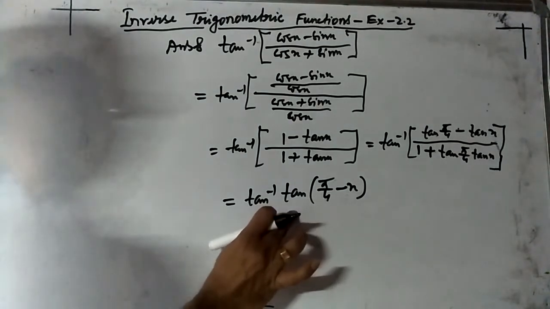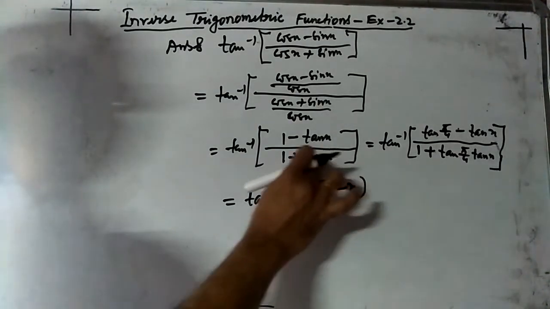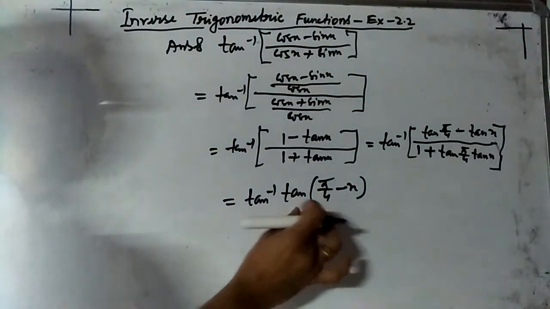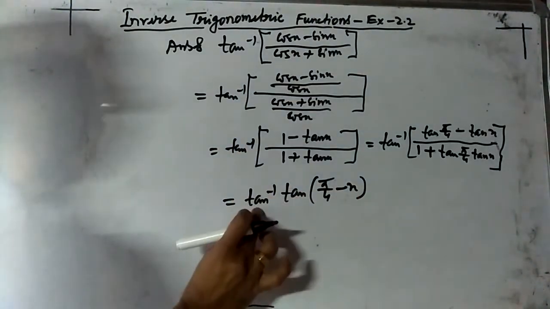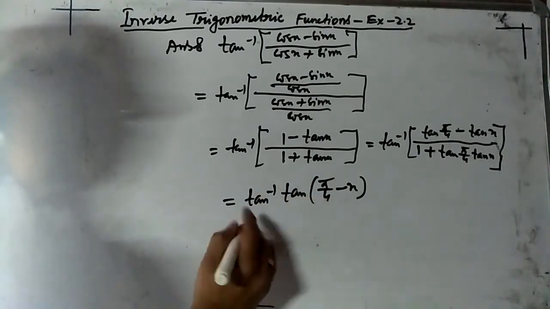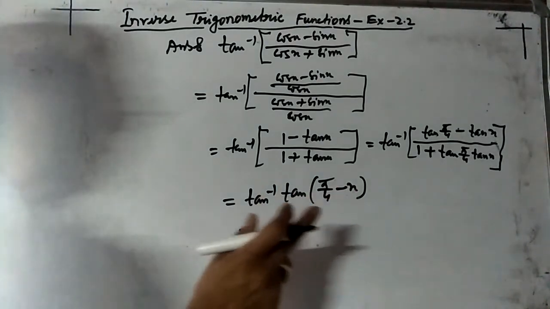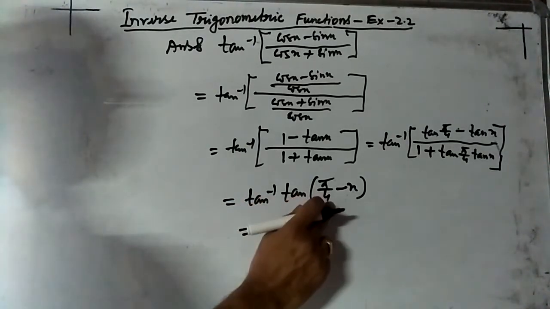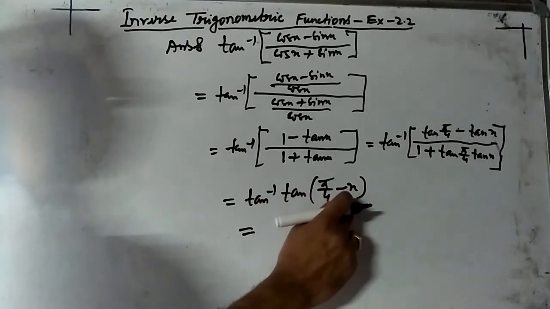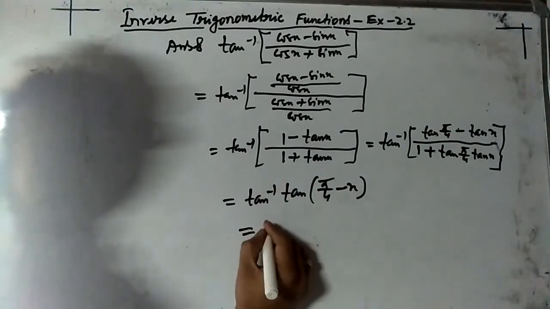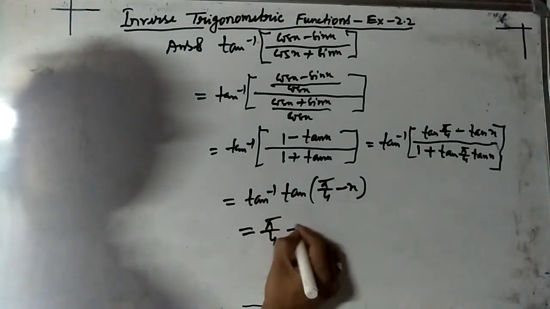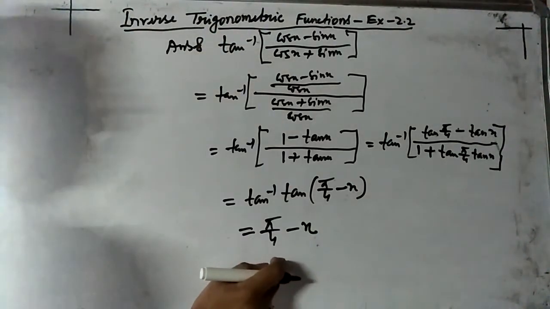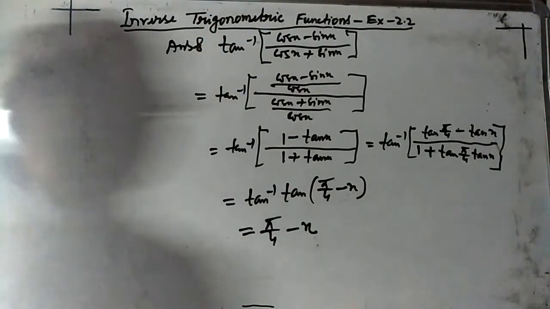Now we have converted this portion as one term, that is tan pi by 4 minus x. We know that tan inverse tan theta equals theta. Theta should lie in the range of tan inverse, and you are getting pi by 4 minus x in the range. So we can write pi by 4 minus x as the answer, and this is its simplest form, right? I hope you understood. Thank you everyone.